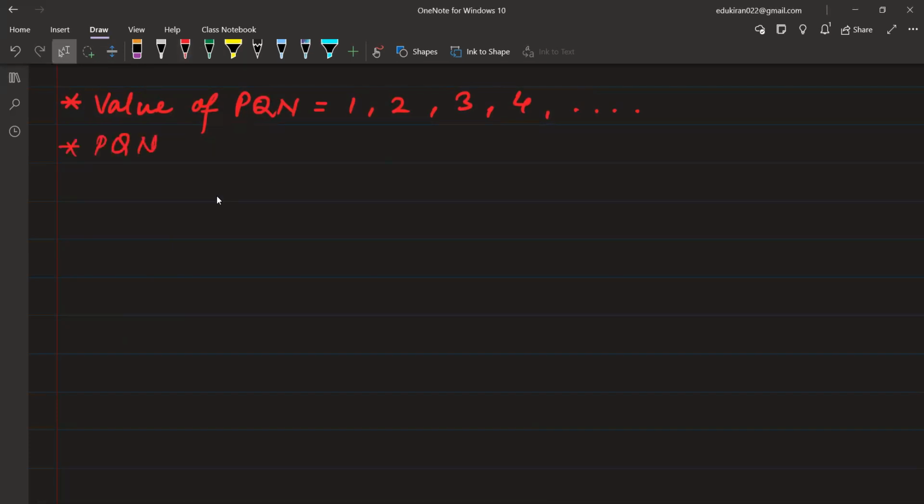Principal quantum number can never be less than 1. It can never be less than 1. Right, next, the azimuthal quantum number.